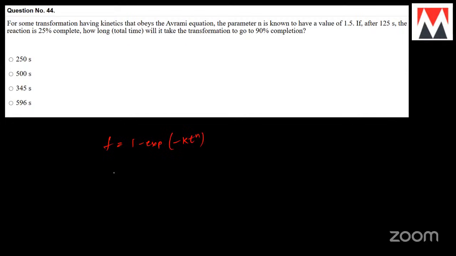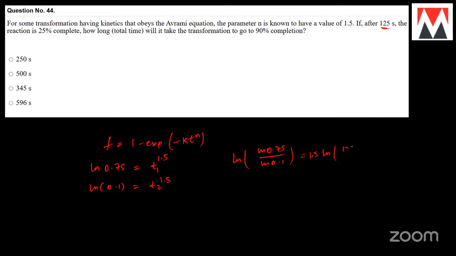So we want to find time. It is already given 125 seconds for the initial value of how much? 25% completion. So it is 1 minus 0.25, so it is 0.75, equal to ln of 1 by 0.75 is t power n. You can say t1 power n. n is nothing but 1.5. For 90% completion, you are left with 0.1 is equal to t2 power 1.5. So you have ln of 0.75 by 0.1 is equal to ln of t1 by t2, into 1.5.